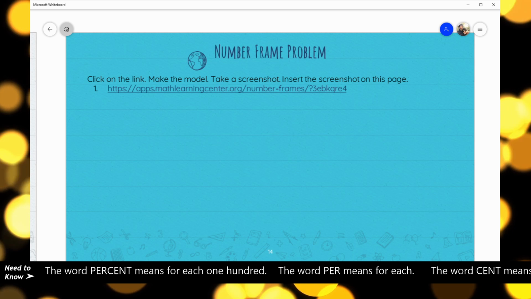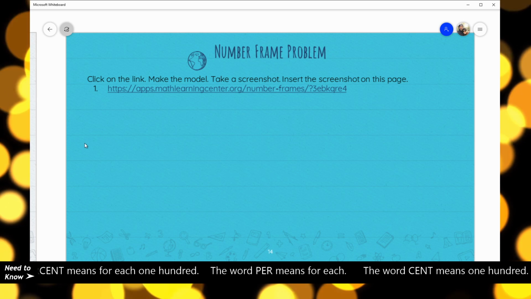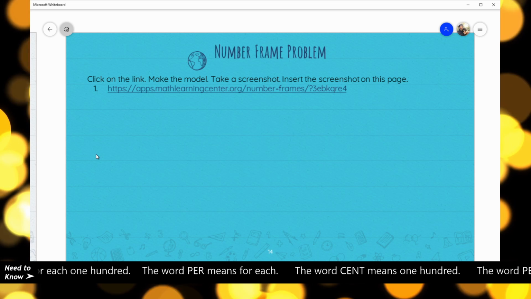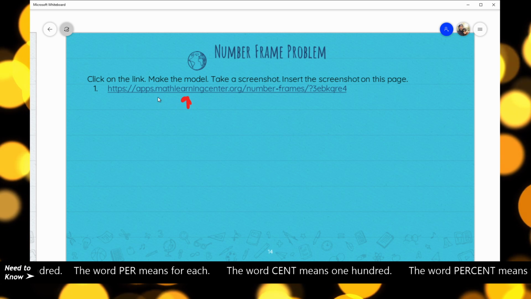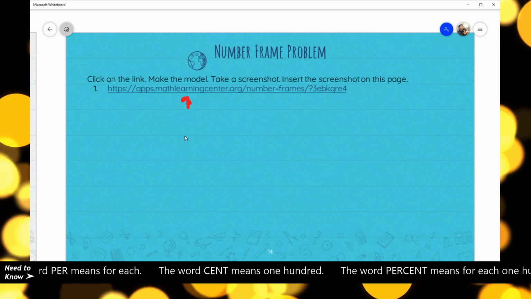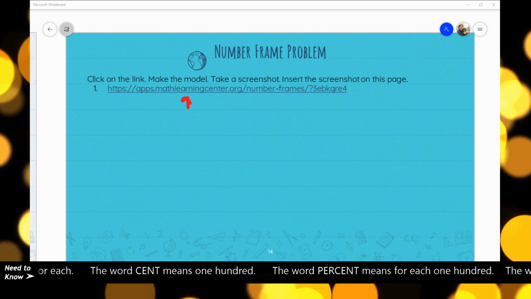After you complete those tasks, you're going to have a couple of blue slides that look like this. So these are going to be number frame problems. What you're going to do is you're going to go to one of the apps that we used more at the beginning of the year. I don't know if you remember that website, the mathlearningcenter.org, but each slide is going to have a link. You're going to click on it, and it's going to show you a problem that you have to solve. So I'm going to show you an example of how to do these problems.